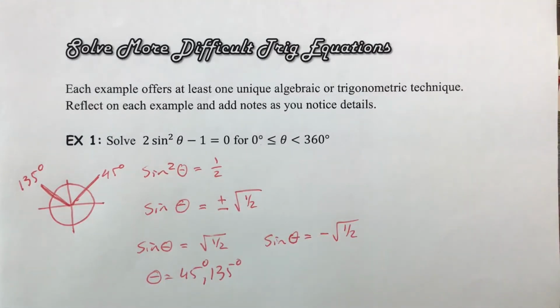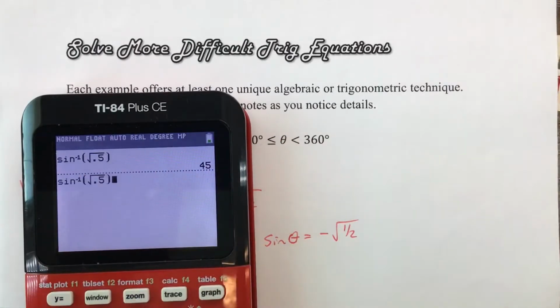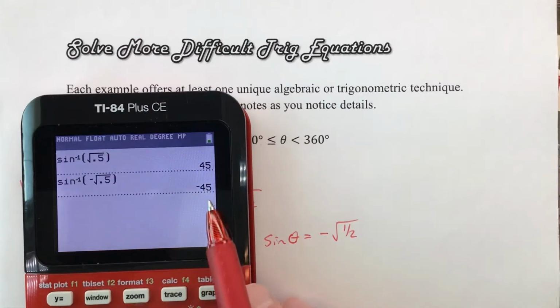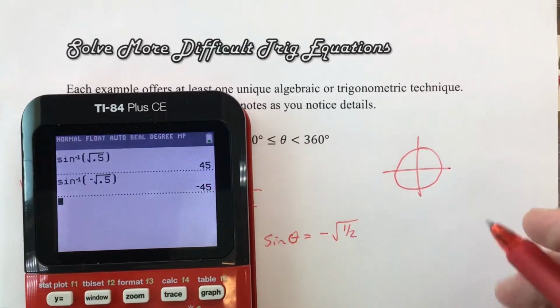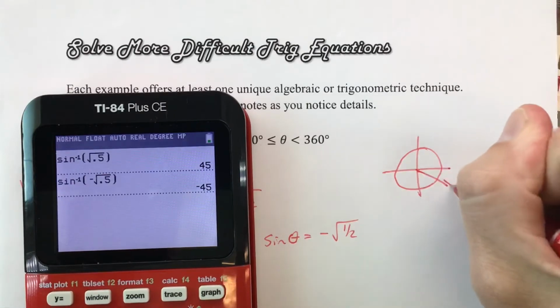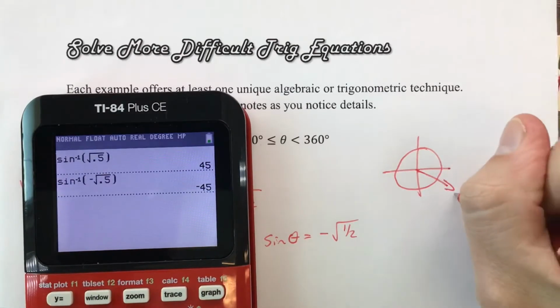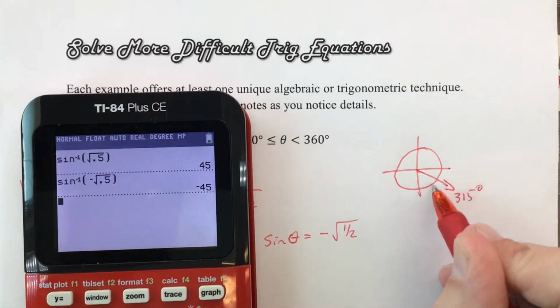We're going to get 2 more answers looking at this part over here. I'll go to the calculator. It's pretty much the same thing, except we need to insert a negative. You're going to notice that we get negative 45. What does that mean? The calculator gives us negative 45, which means we're rotating down 45 degrees, which is going to put us at 315 degrees. Remember, this is because we had a negative square root 1/2. It gives us an answer in quadrant 4.